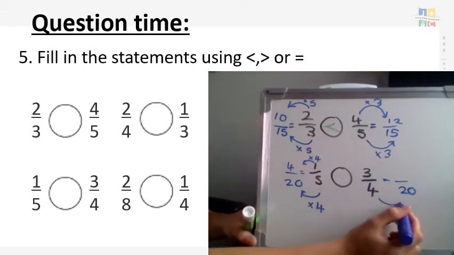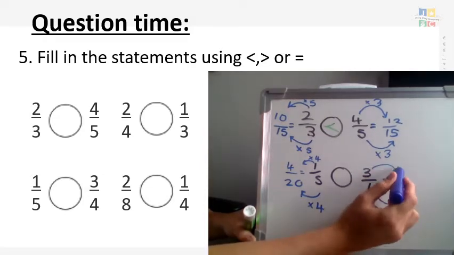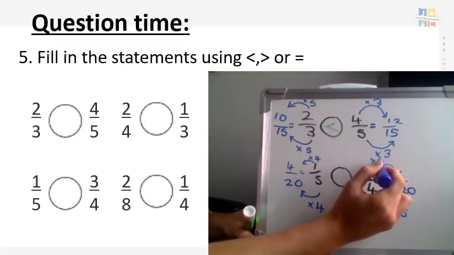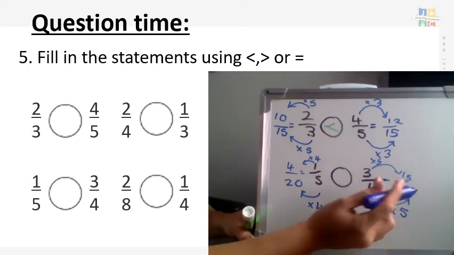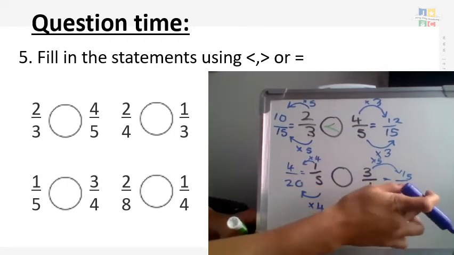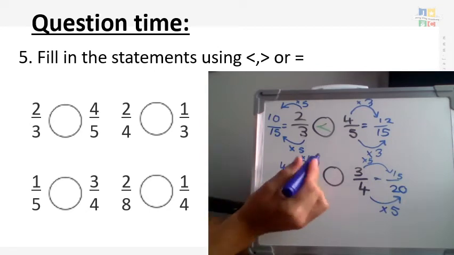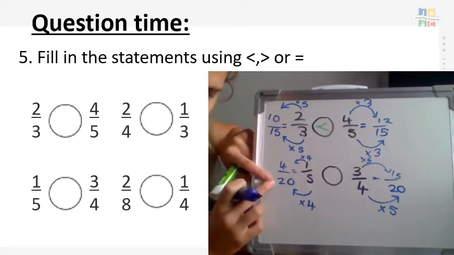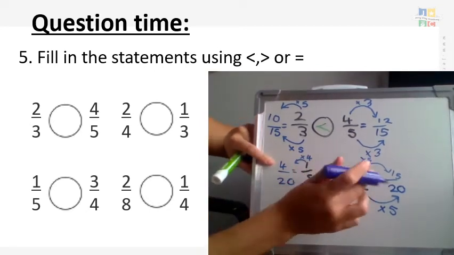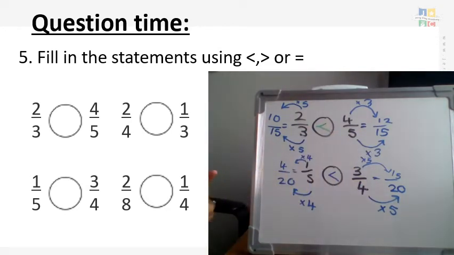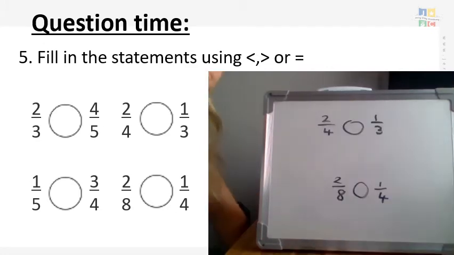Then I can do the same on this side. How do I get from 4 to 20? I times by 5. So I'm going to times my top number by 5. 3 times 5 is 15. So I've now got 4 20ths and 15 20ths. So I know that I could say that because I've got the same denominator now, 4 is less than 15. So 1/5 is less than 3/4. Let's have a look at the next ones then.